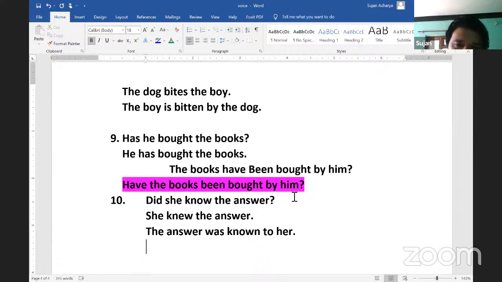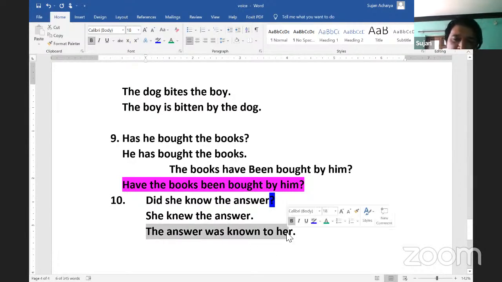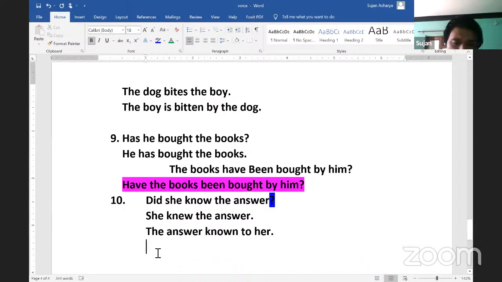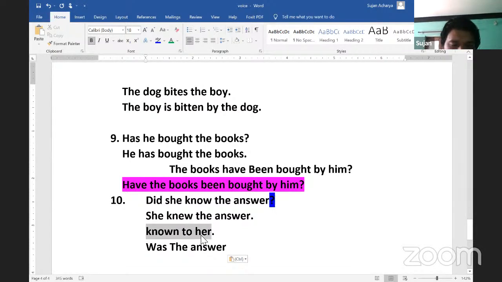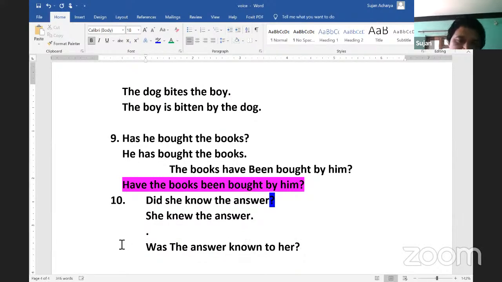We have to make it a question because this is a question sentence, an interrogative sentence. So we have to change it into the question. Just interchange the words. Bring "was" first. Then bring "the answer". Then bring these. Now add a question mark.